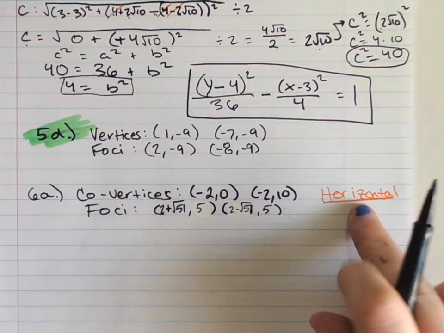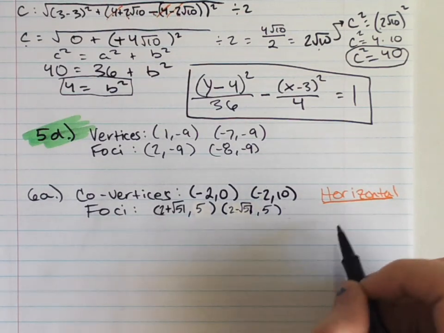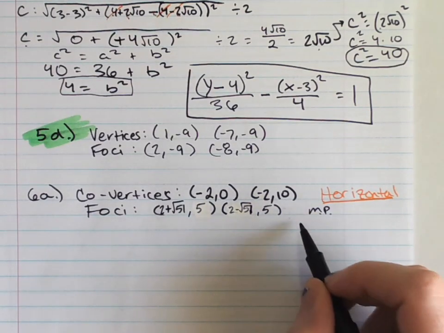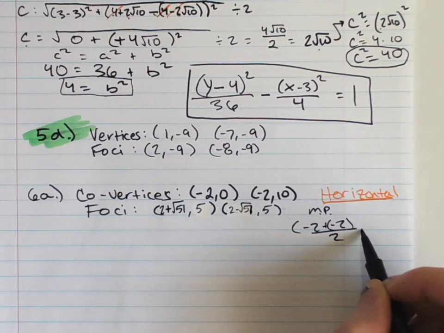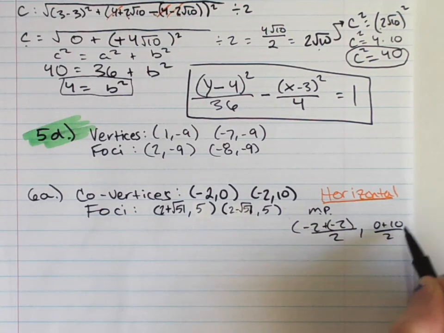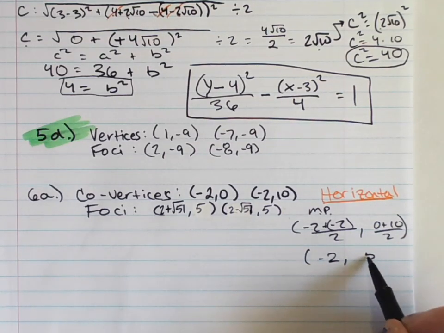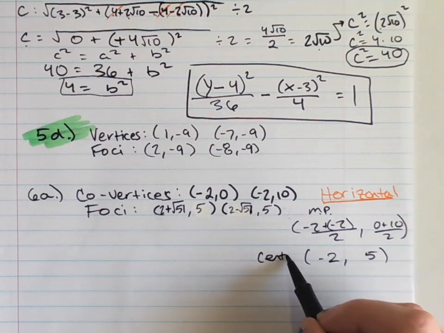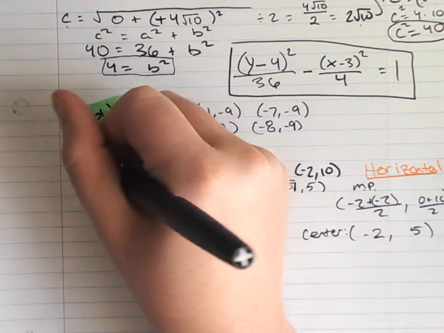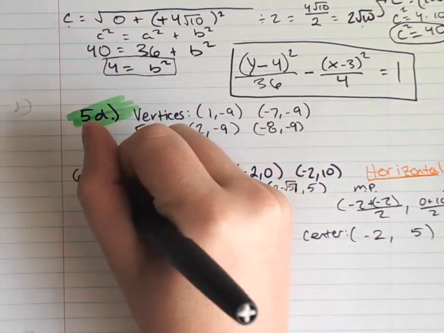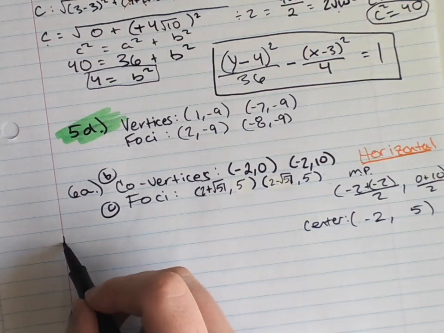Okay, so if this is horizontal, we need to find the midpoint between these two. So I'm just doing the midpoint formula. We're going to do -2 plus -2 over 2, 0 plus 10 over 2, and get that as our center. Okay, so we're going to be able to find our B and our C, but not our A. So let's find B first.